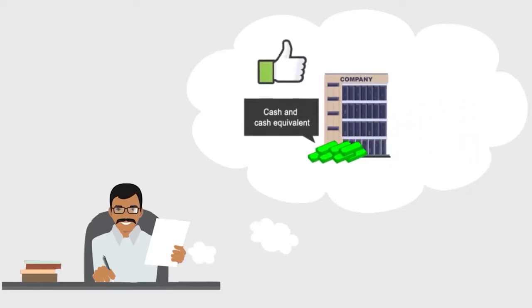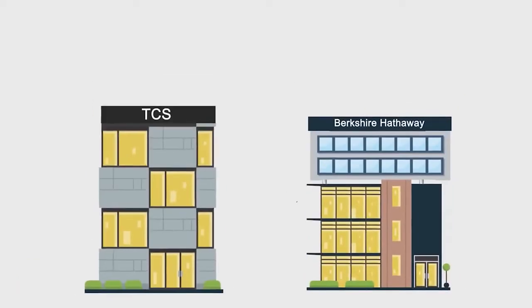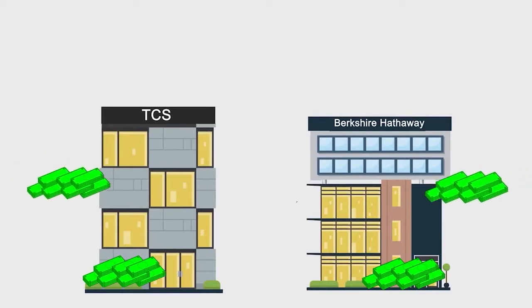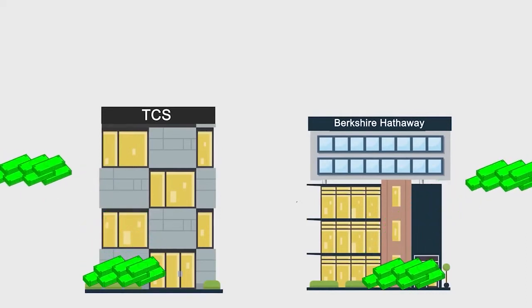Some companies are such that they generate a lot of cash. For example, TCS, that is Tata Consultancy Services, and Warren Buffett's company Berkshire Hathaway are companies which generate a lot of cash. When there is a company which is generating a lot of cash, you need to check what that company is doing with that cash.